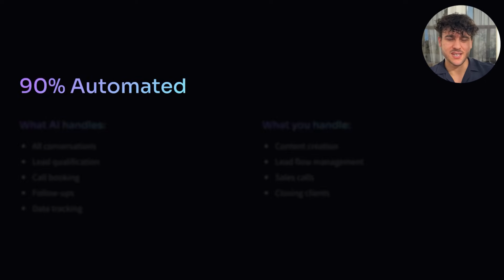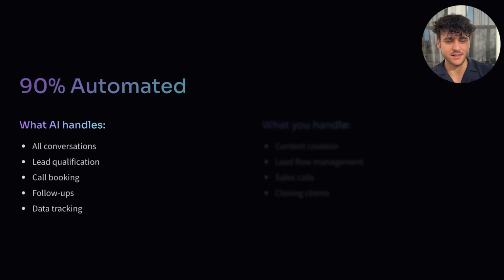Now, when I say 90% of the system is automated, it raises the obvious question: what do you have to do and what is automated? Now, AI handles all conversations, lead qualification, call booking, follow-ups, and data tracking. And on top of that, we automate warm outreach to new followers and commenters.